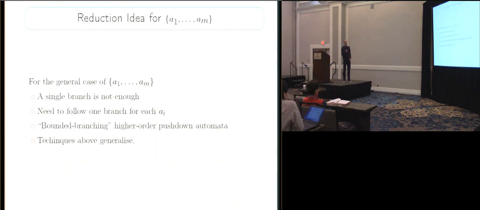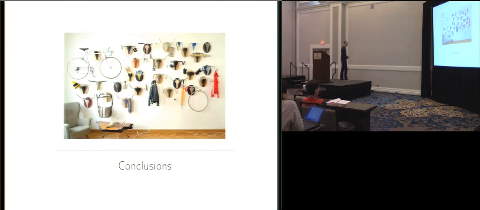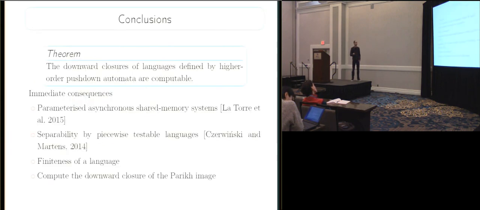And then in the general case, it's a bit more complicated, but it is possible. Okay, so that's basically everything I was going to say. The downward closures defined by higher-order pushdown automata are computable. This is nice because we can do the concurrent model checking for these things.